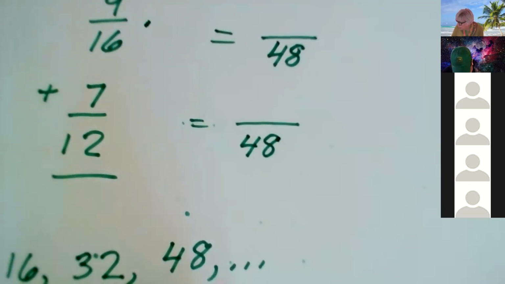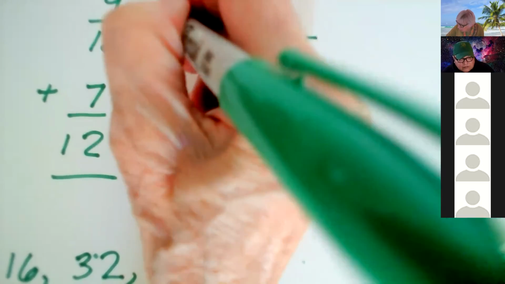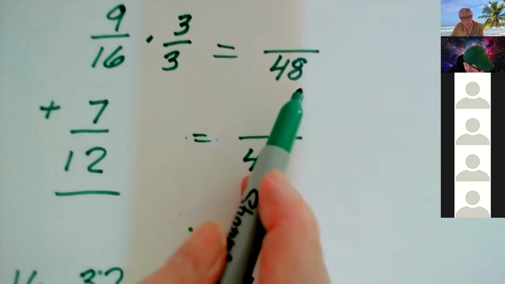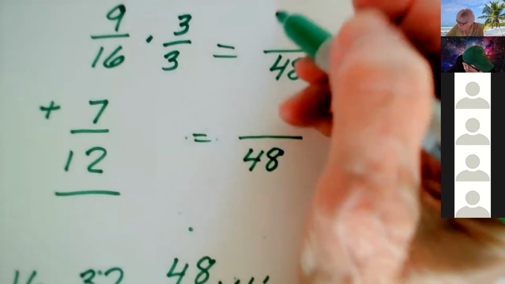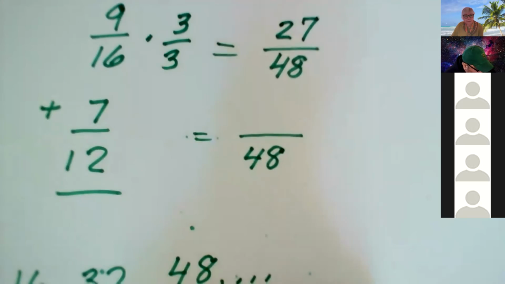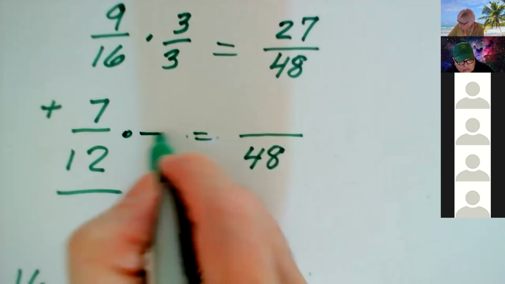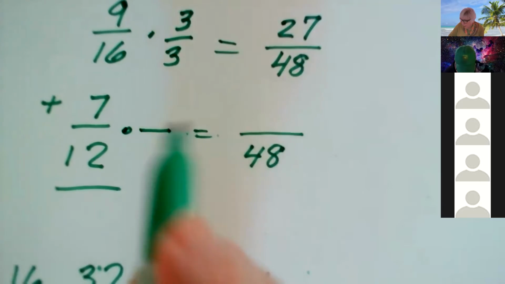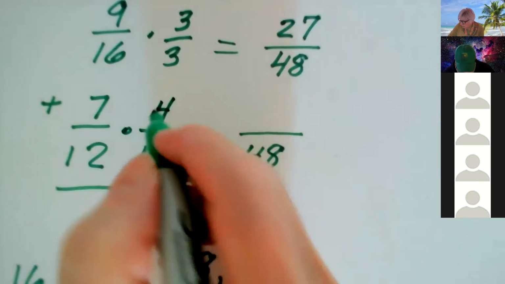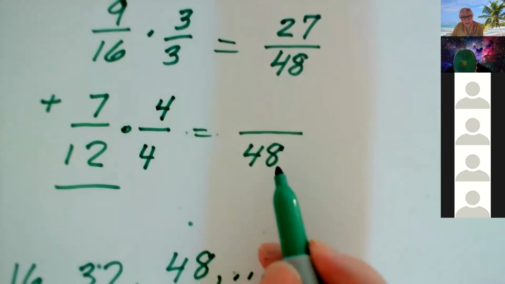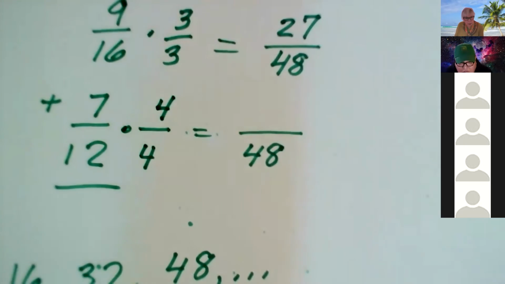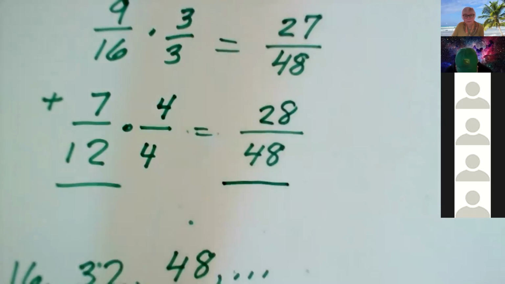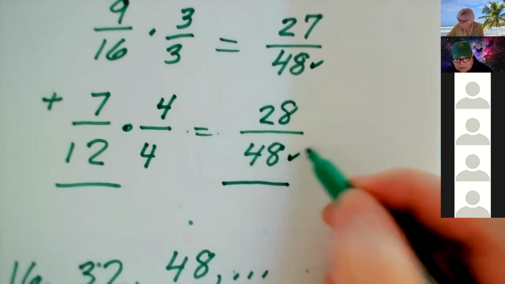This is 48. And what you've noticed is it was 16 times 3. Now I'm going quicker because I do know them, but 16 times 3 is 48. 9 times 3 is 27. 12 goes into 48 4 times, right? 12 times 4 is 48. We get better as we start remembering all these things. And then 7 times 4 is 28. We've got our match.